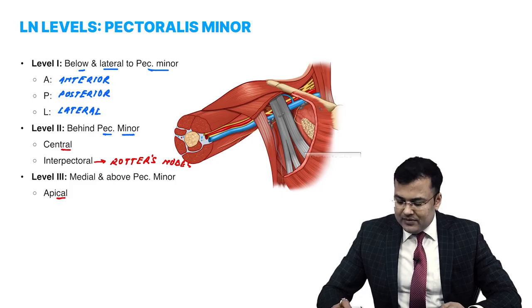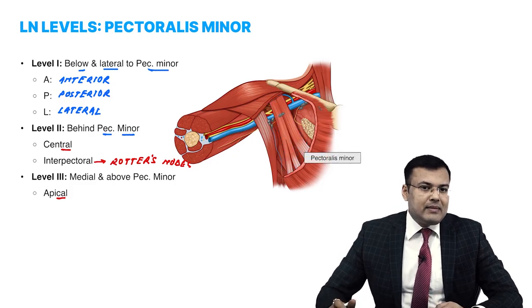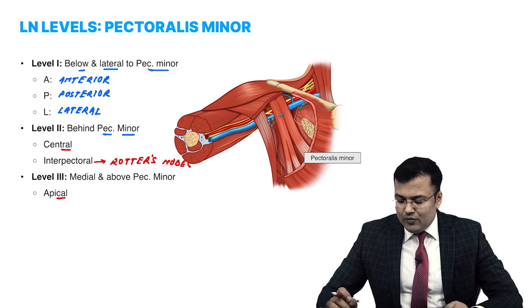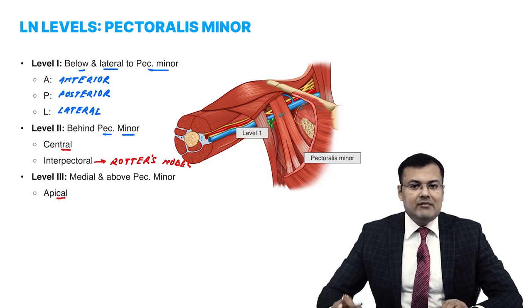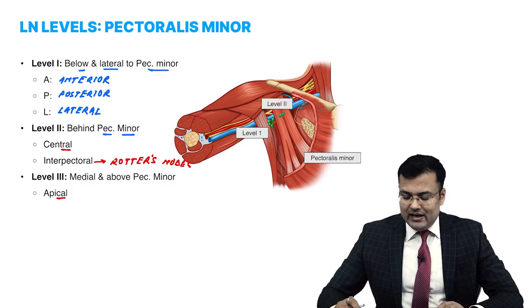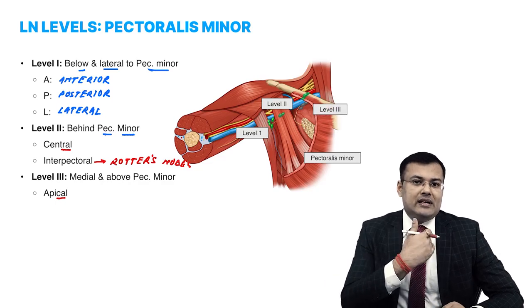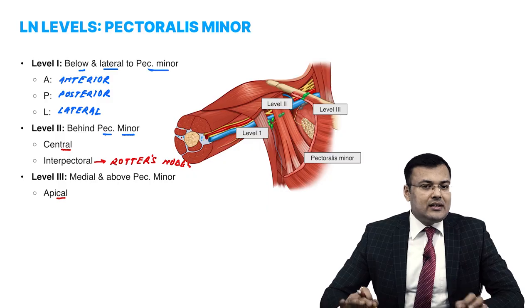So see the lymph node levels. You can see the muscle pectoralis minor. So level 1, below and lateral to pectoralis minor. So you can see this is level 1. Level 2, it is behind pectoralis minor. So you can see the level 2. And level 3, you can see this is located medial and above pectoralis minor. These are the lymph node levels.